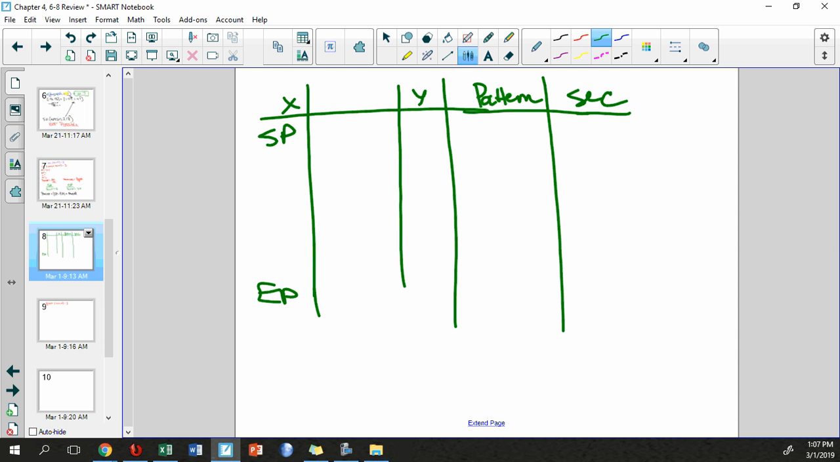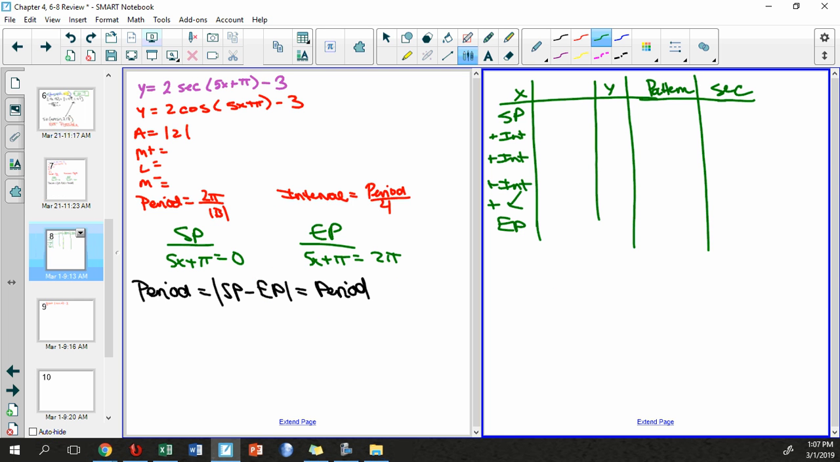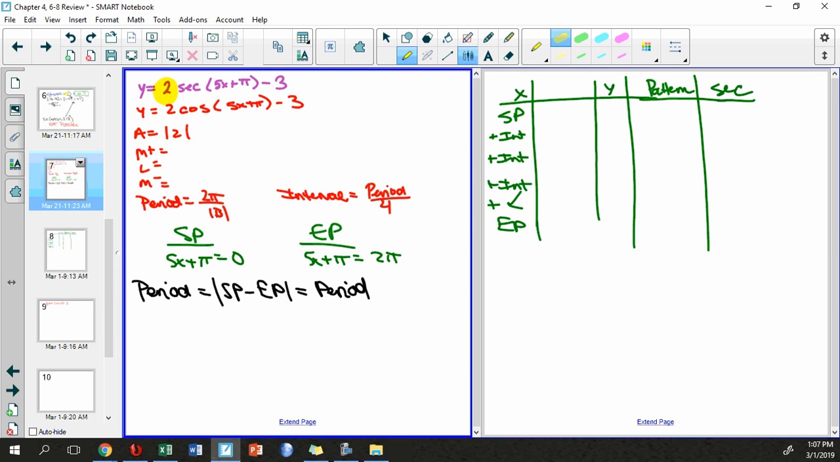How do I go from one point to the next point to the next point to the next point? You have to add your interval, add your interval, add your interval, and then add your interval again to get to your endpoint. Yes? Now, whenever you're looking at this problem, you need to make sure that you are examining your amplitude. Your amplitude is going to make you look at your pattern, correct? This is the cosine pattern. What does the cosine pattern look like?